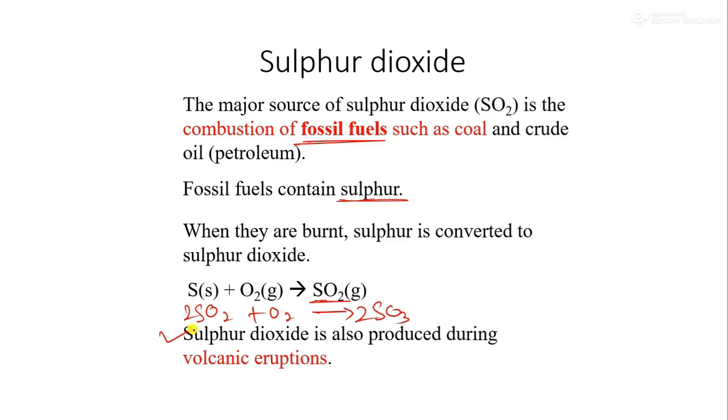One natural source of sulfur dioxide in the atmosphere is volcanic eruption, because volcanoes contain sulfur, and when volcanoes erupt, sulfur dioxide is produced in the environment.